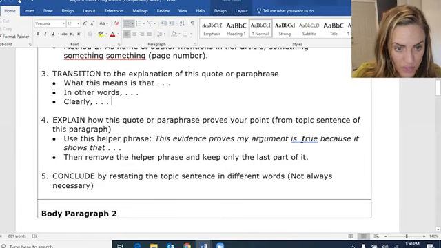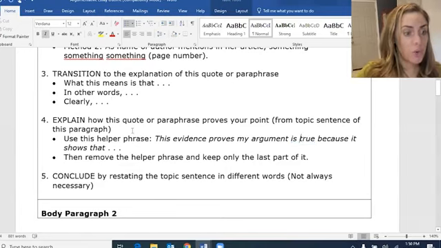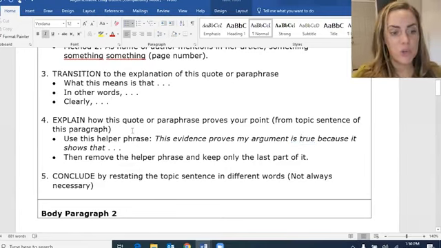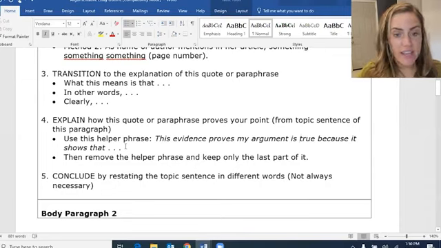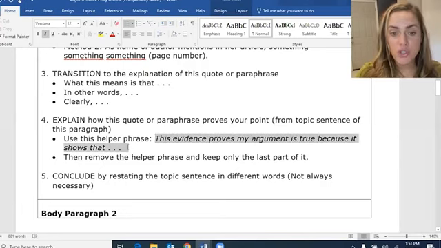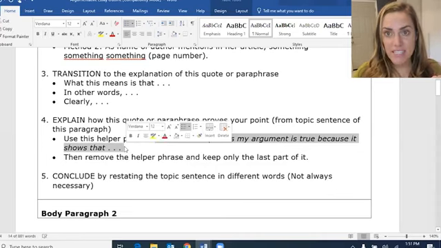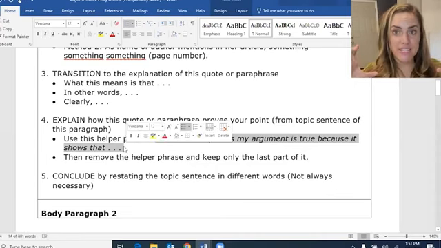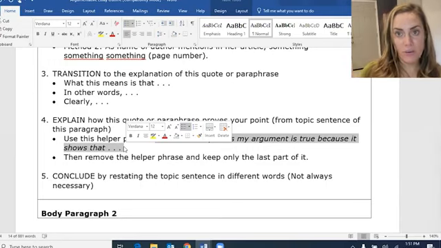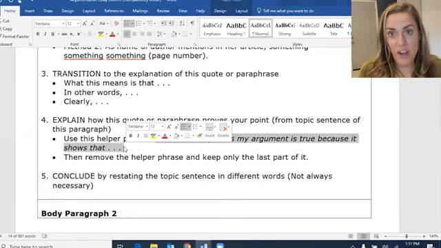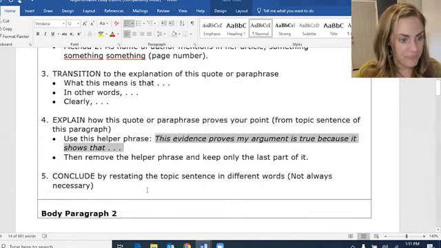Then after you use one of those transitions, you explain how this quote or paraphrase proves the point that you've made in the topic sentence of this paragraph. And I give my students this helper phrase that I got from a colleague: this evidence proves my argument is true because it shows that. So use that helper phrase and then finish the sentence. And then once that's done, take out the helper phrase, and your explanation will be good without it.